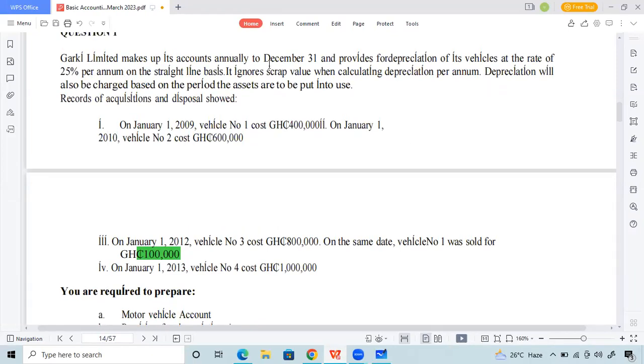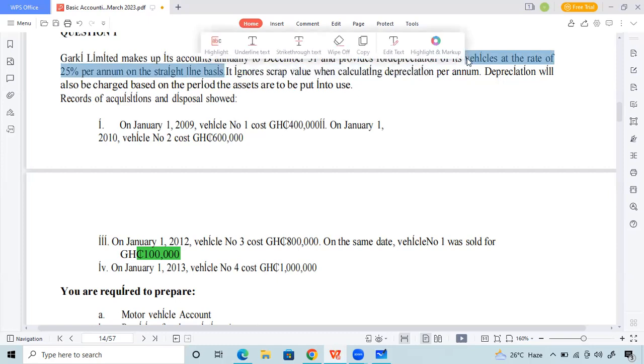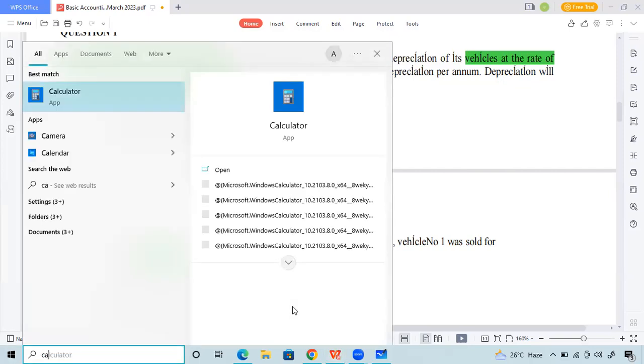Look, they say provide for depreciation of the vehicle at the rate of 25% per annum on a straight line basis. So that means the rate of depreciation is already given, and you are not calculating it. They say that the rate is 25%.